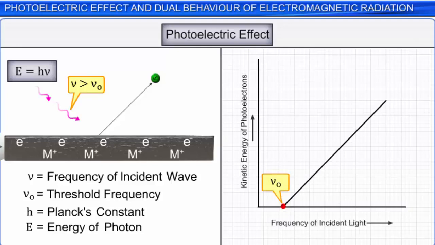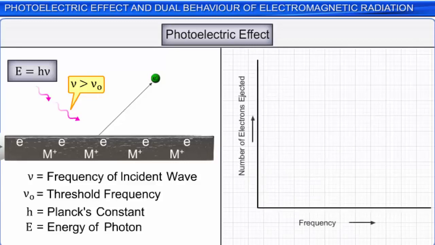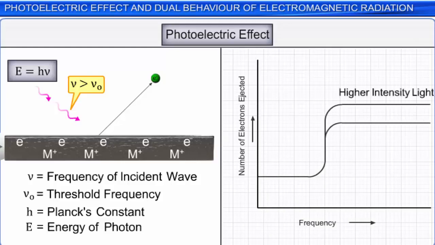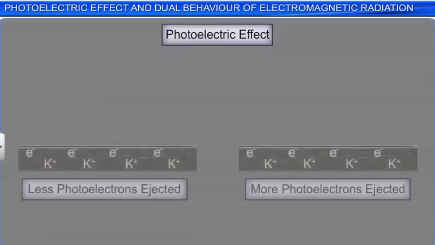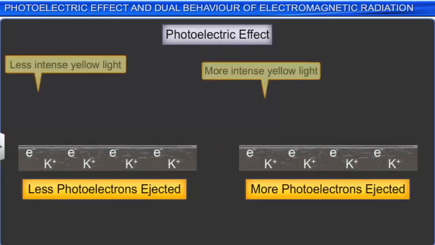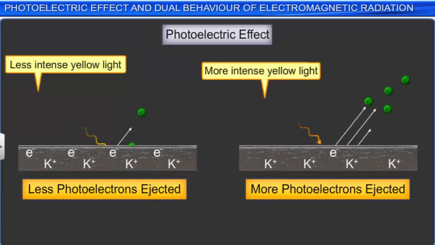Lastly, greater is the intensity of incident light, or the number of photons that strike a metal, greater is the number of electrons ejected. For example, when more and less intense yellow light is made to shine on potassium metal separately, then relatively more number of electrons will be ejected from the potassium metal irradiated with high intense yellow light.